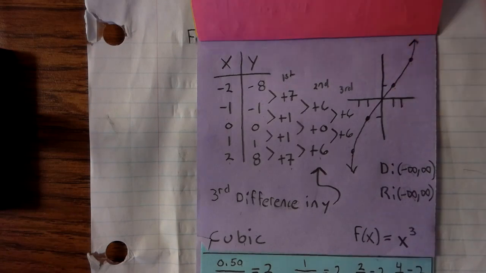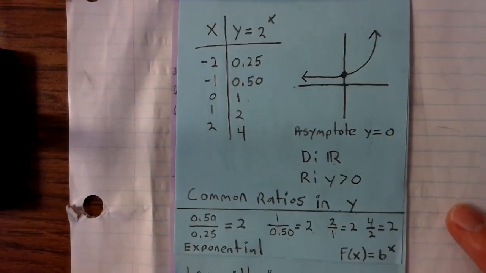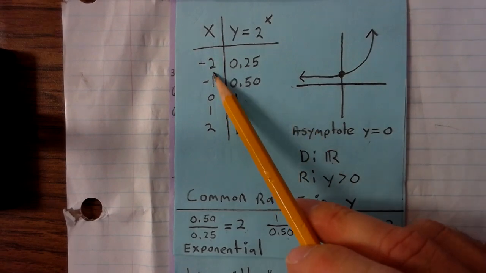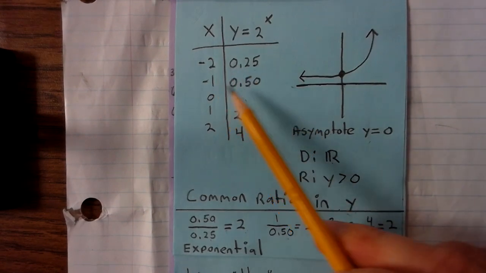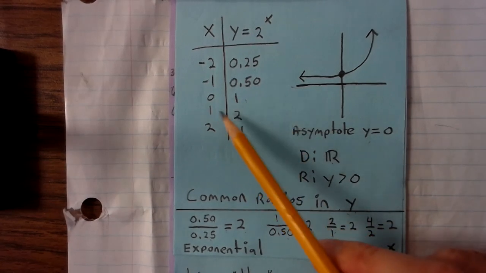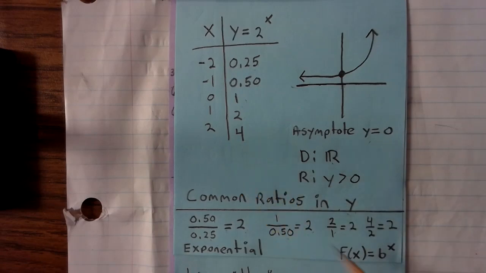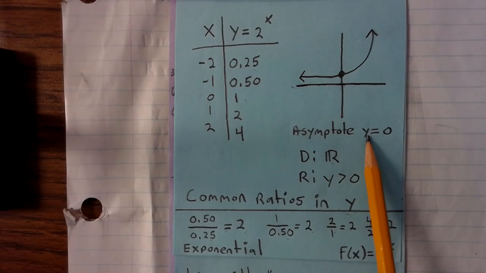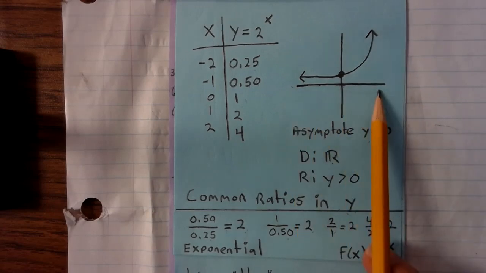So now let's look at exponential. All right, exponential. So when x is negative 2, the y is 0.25. When x is negative 1, the y value is 0.5. When x is 0, the y is 1. When x is 1, the y is 2. When x is 2, the y is 4. Okay? Now, here, we have an asymptote of y equals 0. Okay? And we'll get into asymptotes later.